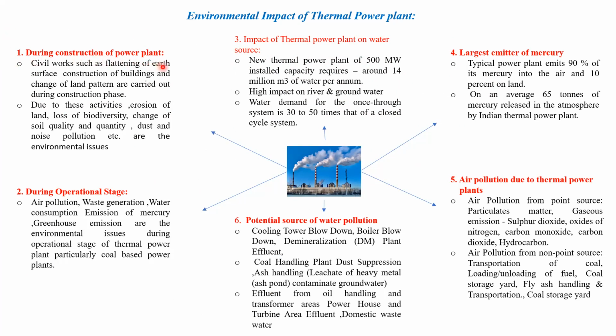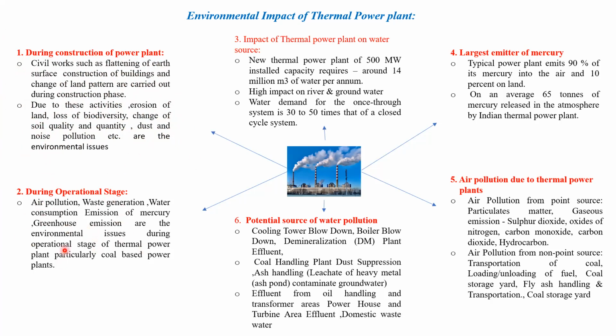During the construction of the power plant, civil works such as flattening of the earth surface, construction of buildings, and change of land pattern are carried out during the construction phase. Due to these activities, erosion of land, loss of biodiversity, change of soil quality and quantity, dust and noise pollution, etc., are the main environmental issues. So this is during the construction stage, that is, during the project, when you are starting a new one. Soil damage, biodiversity loss, erosion of the soils, etc., take place.